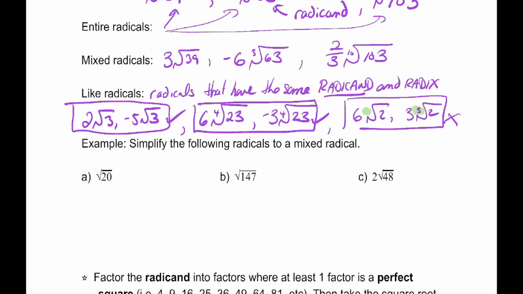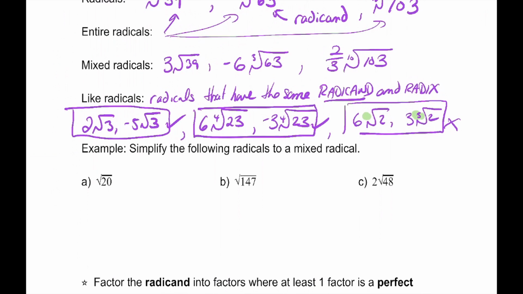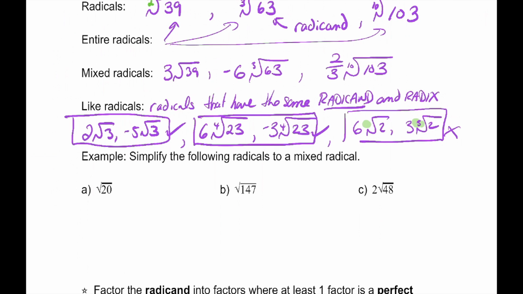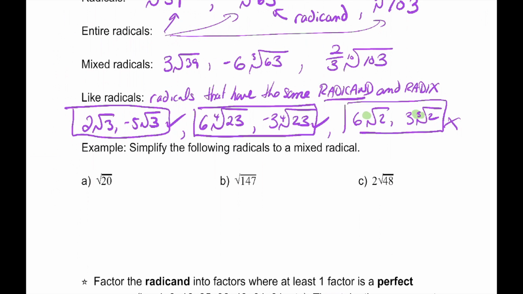So when it comes to simplifying radicals to a mixed radical, the concept is rather simple if we understand its purpose. We just want to be able to see something like root 20 and know what value that is without actually having to calculate. That's the idea of simplifying it. And so how do we go about simplifying it?